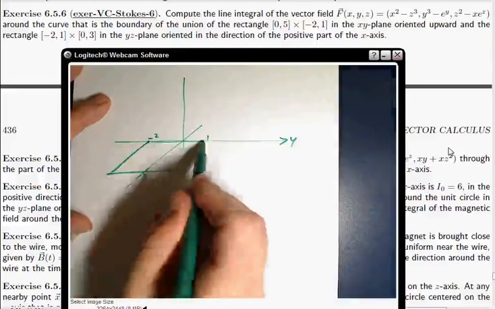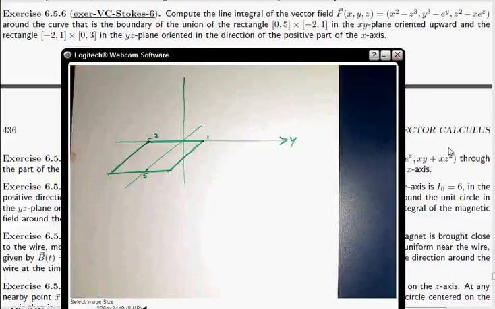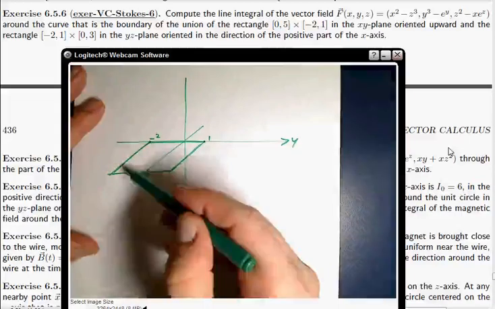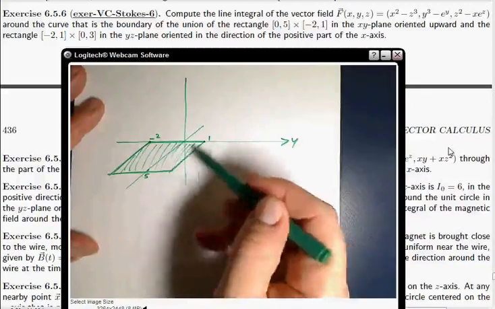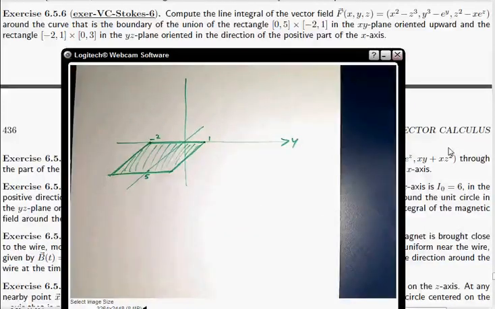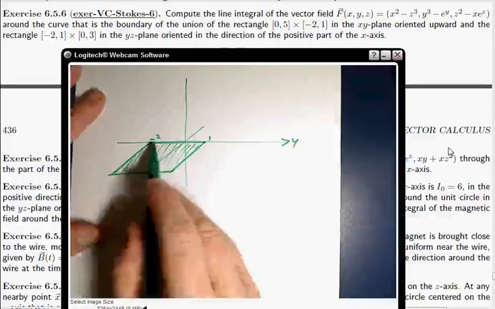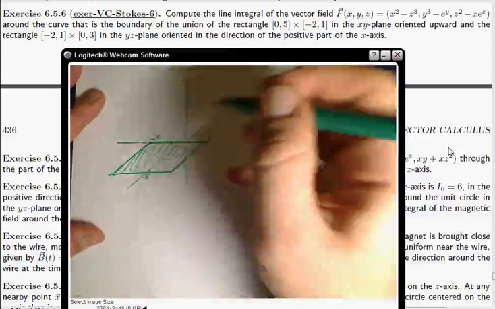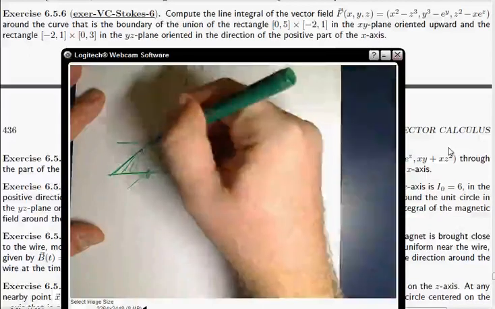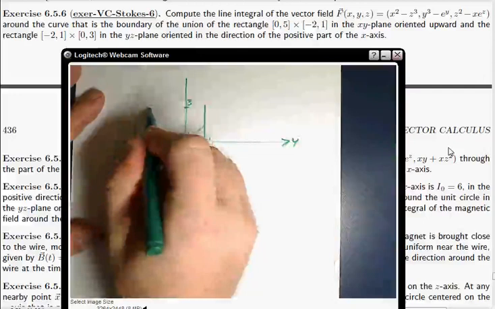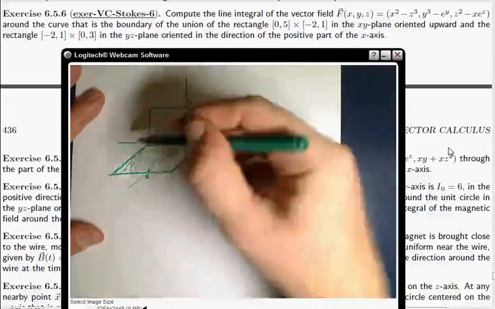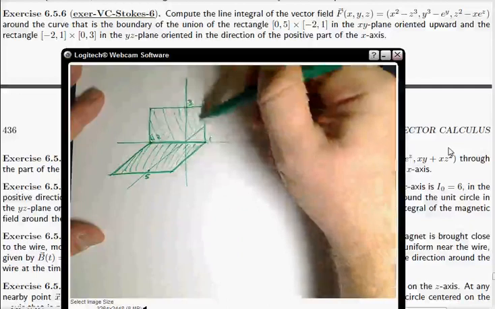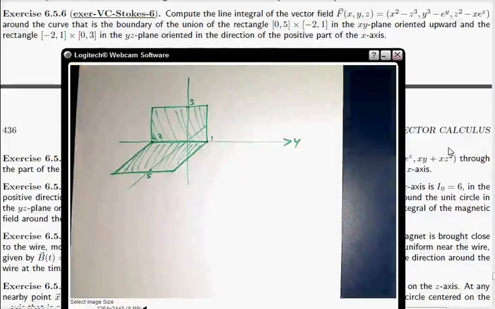There we go. So here's my rectangle in the xy plane. And we need a union of that rectangle in the xy plane. Then the rectangle in the yz plane, so it's -2 to 1 on the y-axis, and then 0 to 3 on the z-axis. Okay, so there's the union of those two solid rectangles. Is that cool? See the two solid rectangles?